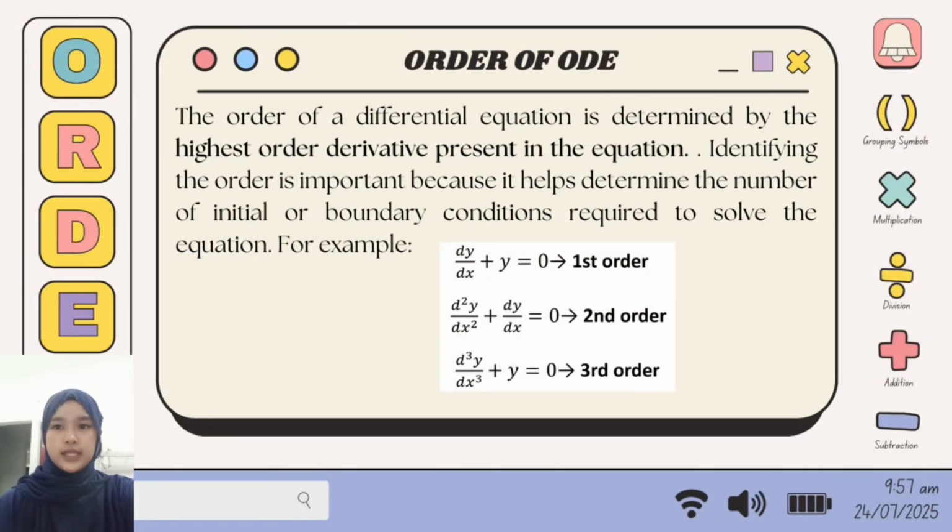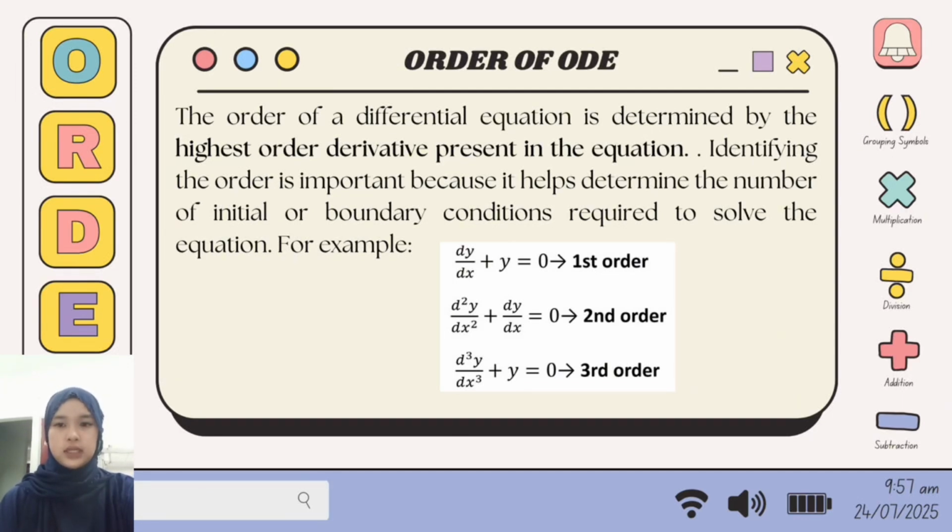So next, I will explain the order of an ODE. The order of an ODE is determined by the highest order derivative in the equation. The order is important because it helps us determine the number of initial or boundary conditions needed to solve the equation. For example, dy over dx plus y equals 0. The highest derivative is the first derivative. So this is called a first order differential equation.